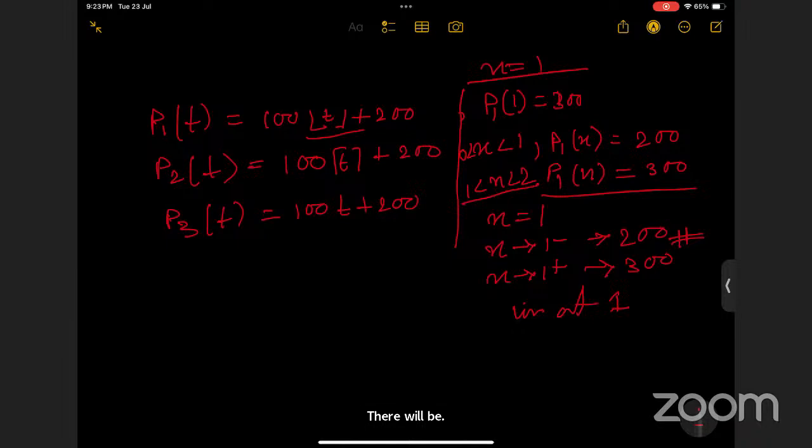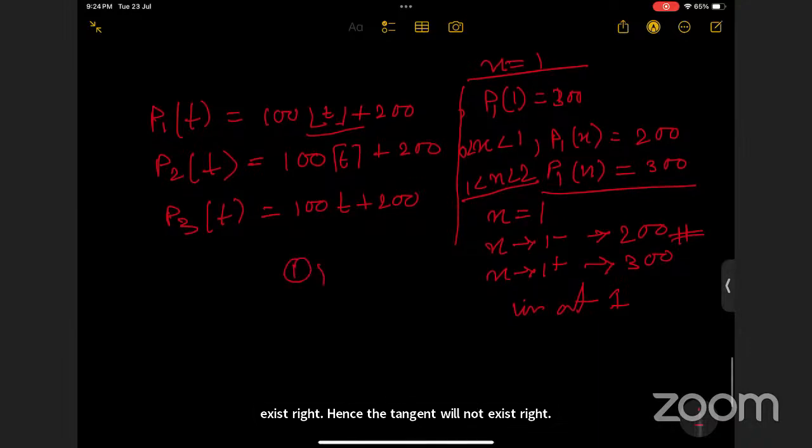What about the second option? What is the second option? Isn't it what I just told now? The tangent of the function P1, which represents the scheme A, does not exist at A for any natural number A. For any natural number, the limit will not exist, right? Hence, the tangent will not exist, right? So yes, option 1 and 2, both the options are correct.